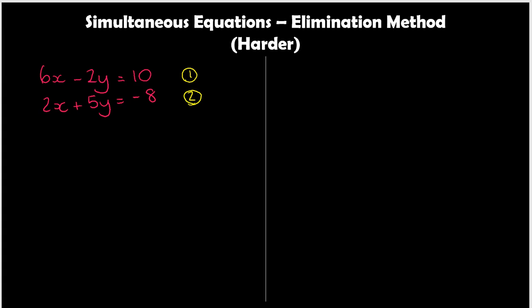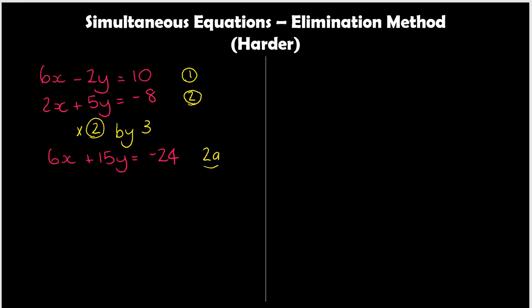So you'll notice here I've got a 6 and a 2 and a -2 and a 5. So what I can do is I can essentially just multiply equation 2 by 3 to make my x's have the same coefficient. So I'm going to multiply equation 2 by 3. So now I'm left with 6x plus 15y equals -24. Remember, you're not just multiplying this one thing, you must multiply everything. And then we rename it.